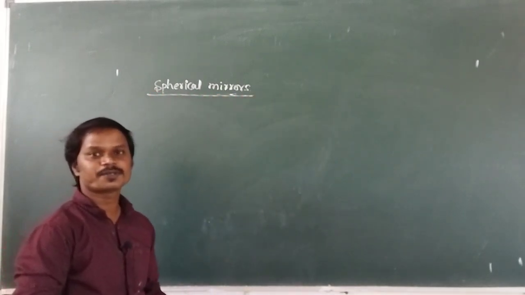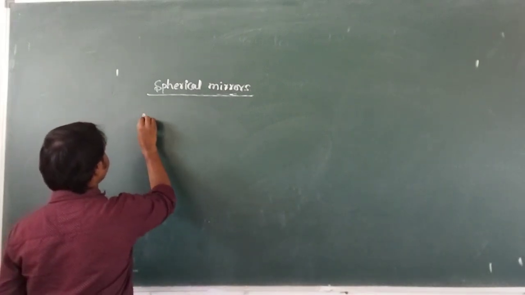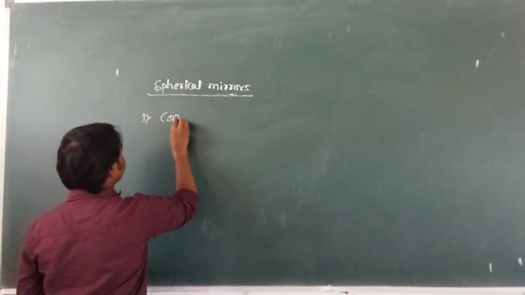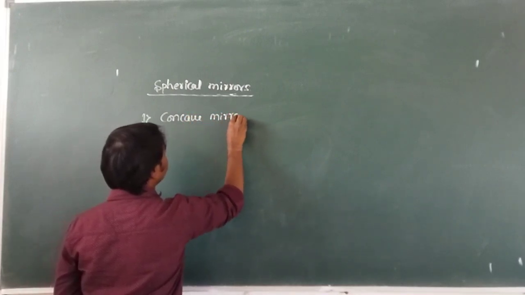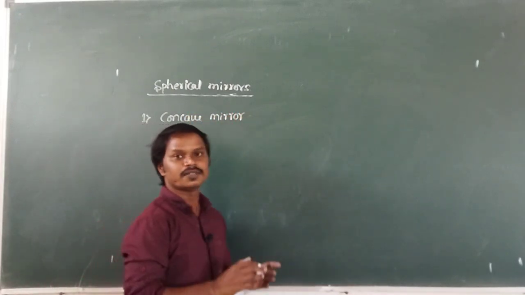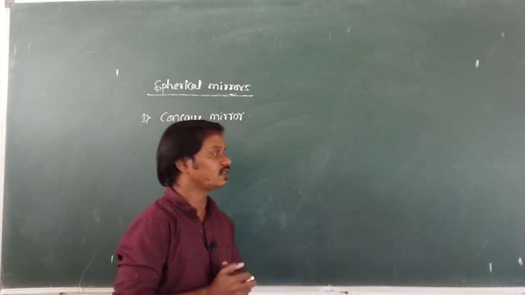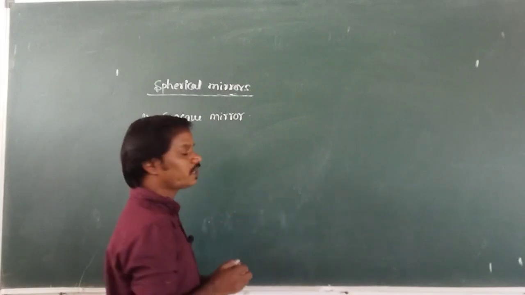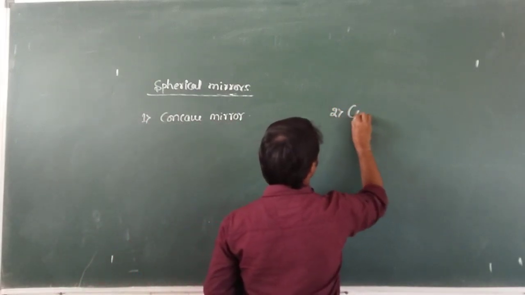There are how many types of spherical mirrors? Two types. First one, that is the concave mirror. But one thing, what do you mean by a spherical mirror? It is a curved mirror with one surface silvered. Now, the first type of spherical mirror is the concave mirror, and the second type is the convex mirror.